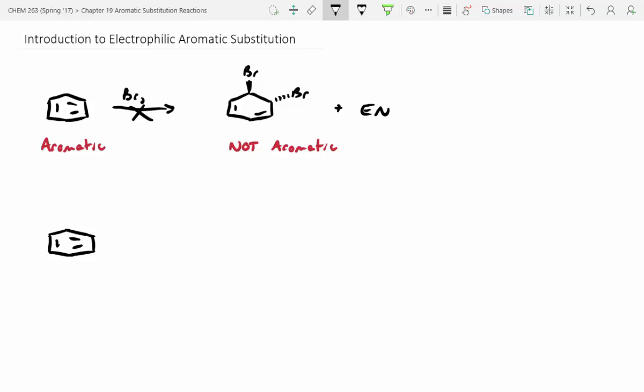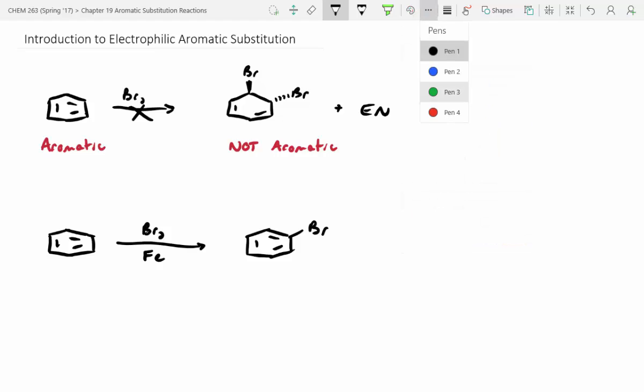So let's do the same reaction, but we're going to throw in iron. If you add iron to this reaction mixture, you can actually get bromine to add across, right? And if we look at this, this is okay because we went from aromatic to aromatic. This is referred to as electrophilic aromatic substitution.